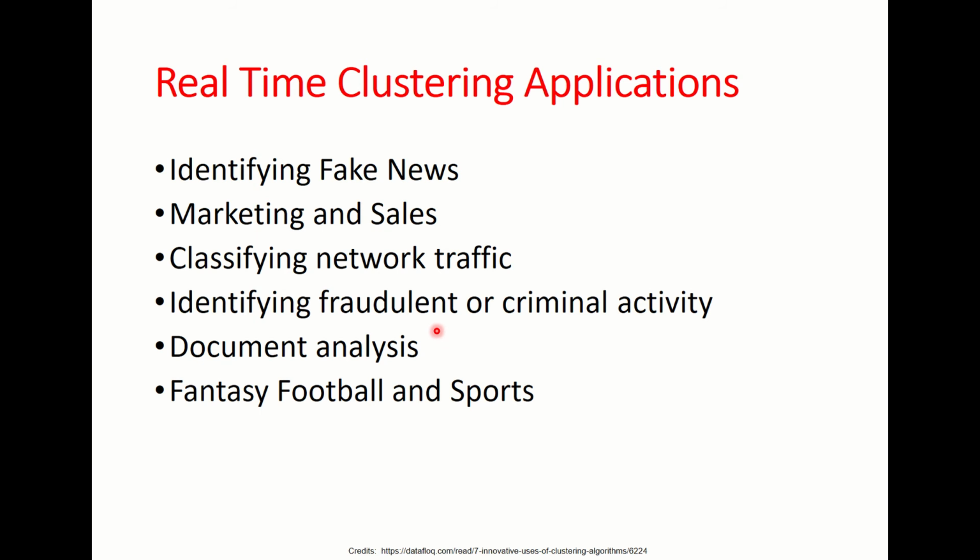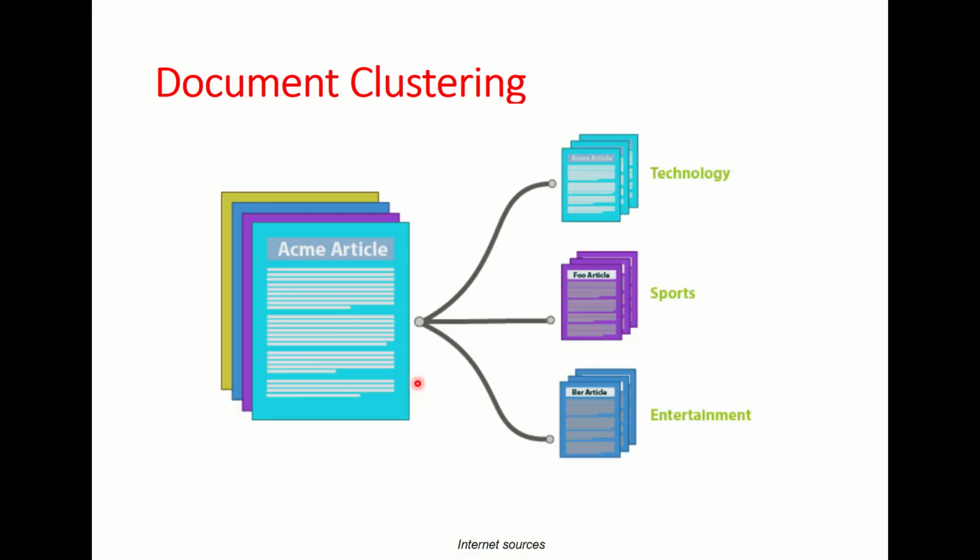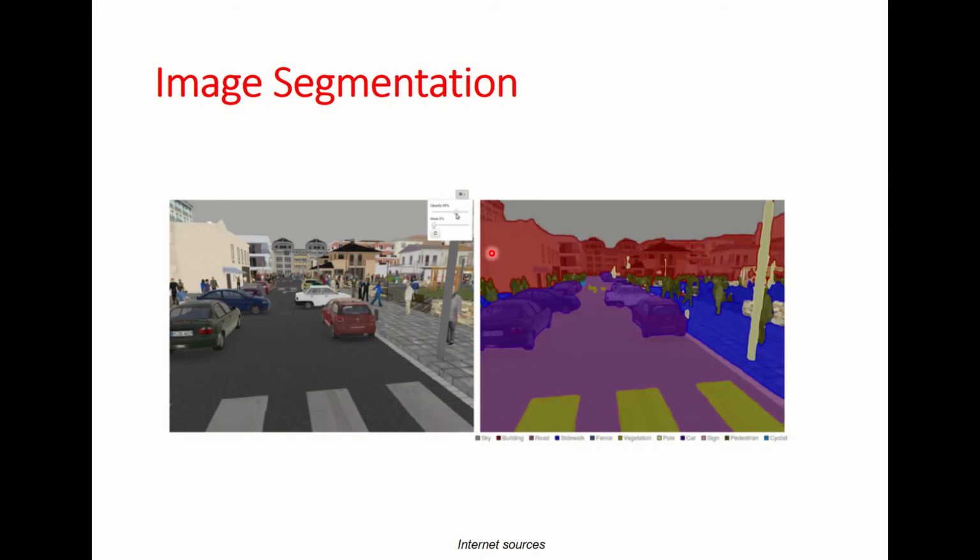Then document analysis. You have textbooks, novels, and different genres available. If you want to categorize the books into different genres, you could use the clustering technique, for example fantasy, football and sports. In all these different applications we could use clustering. So with document clustering, you are clustering the books into technology, sports and entertainment, so various clusters. Document clustering is an example of a real-time application of clustering.